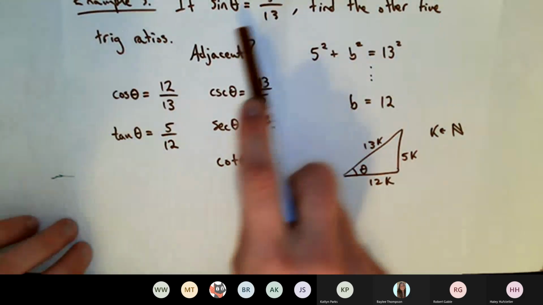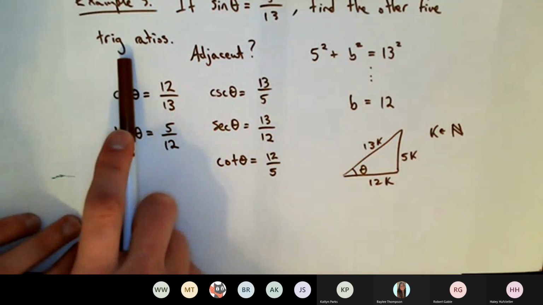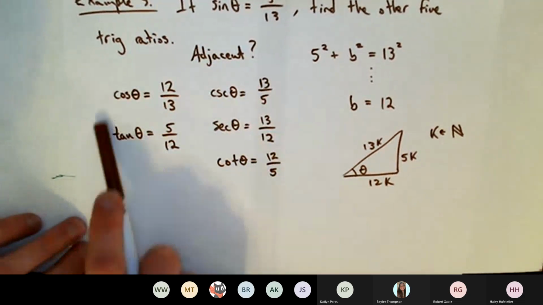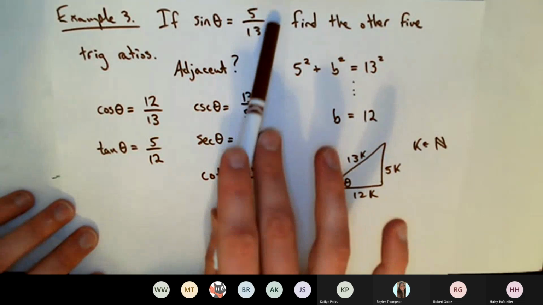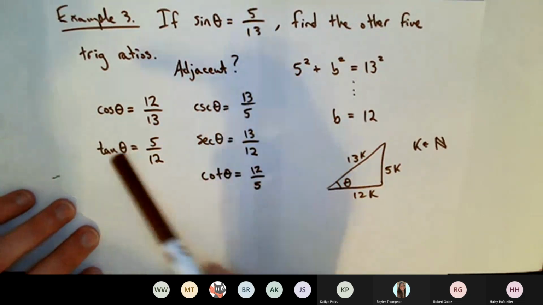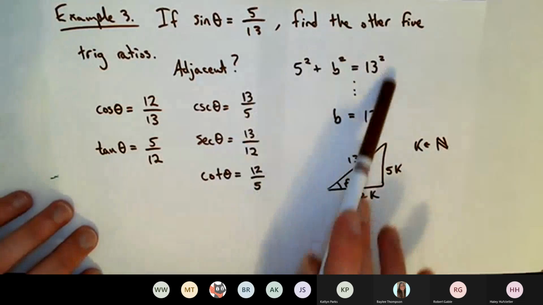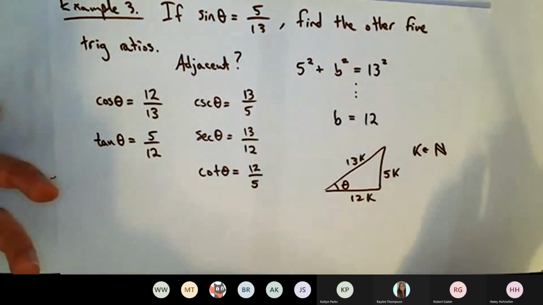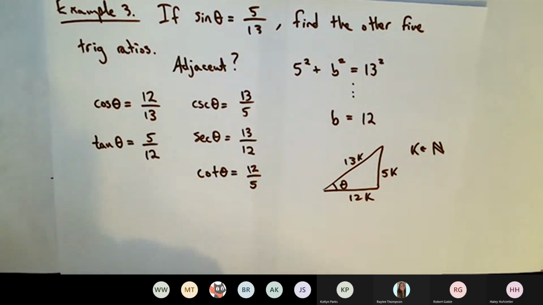So even though this is not asking for the legs of the triangle, it's only asking for the trig ratios, it's still a good exercise. And one of the key things to remember is that if you're missing one of those parts of the ratios, like the adjacent side in this case, use the Pythagorean theorem. You're in the context of a right triangle, right? So use the Pythagorean theorem to find that missing side.